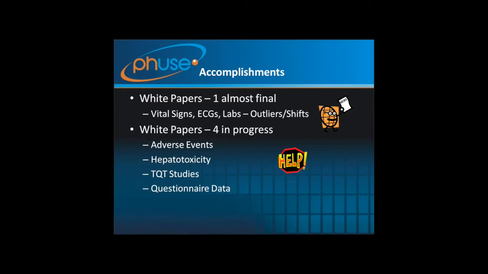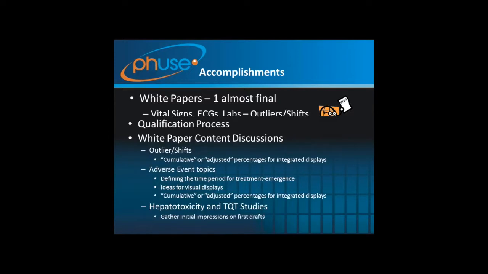And we also have 4 white papers in progress: adverse event, hepatotoxicity, thorough QT studies, and questionnaire data. So we're having a pretty good steady flow for these white papers. So a lot of progress has been made, and we have a lot of ideas that are still in progress. So we're probably in the middle of a lot of this white paper work.